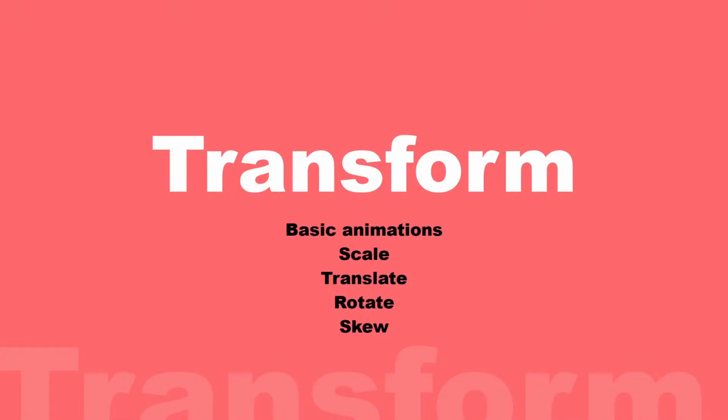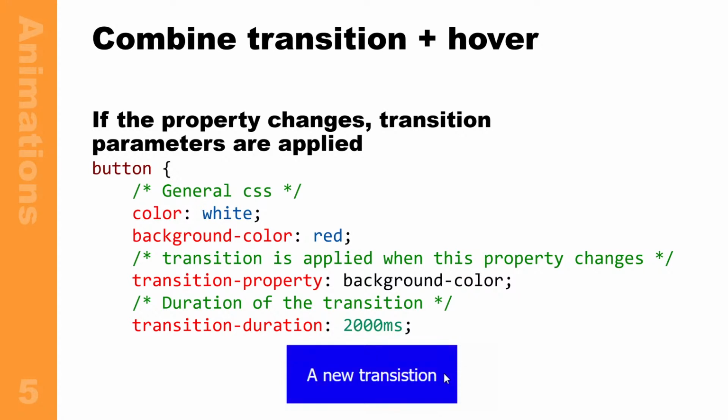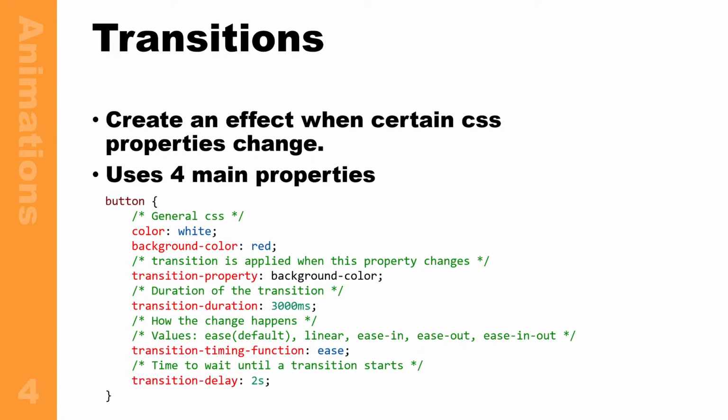Now, transitions are all cool. This is all you need. Like I said, these 4 properties. You can do everything with this. Again, you can also use the property all. That just means that if something changes, then this transition kicks in. If I change the text color, the background color, the size, what else, padding, margin, all those things, if those change, then my transition of 3 seconds will kick in in this case.